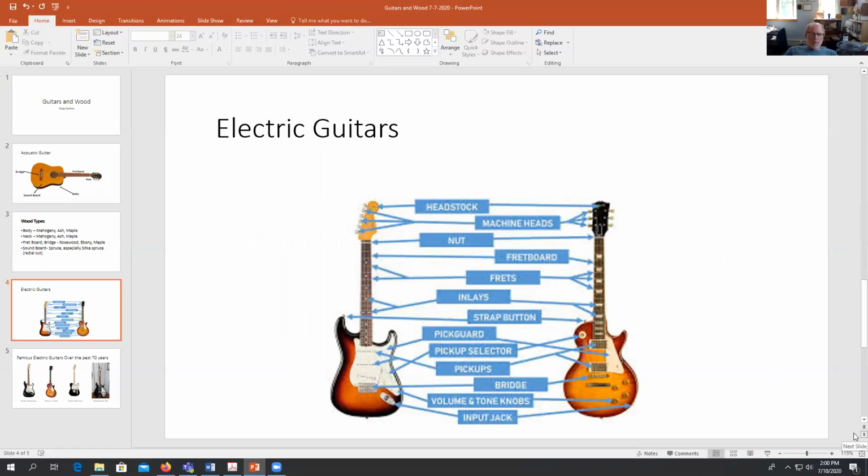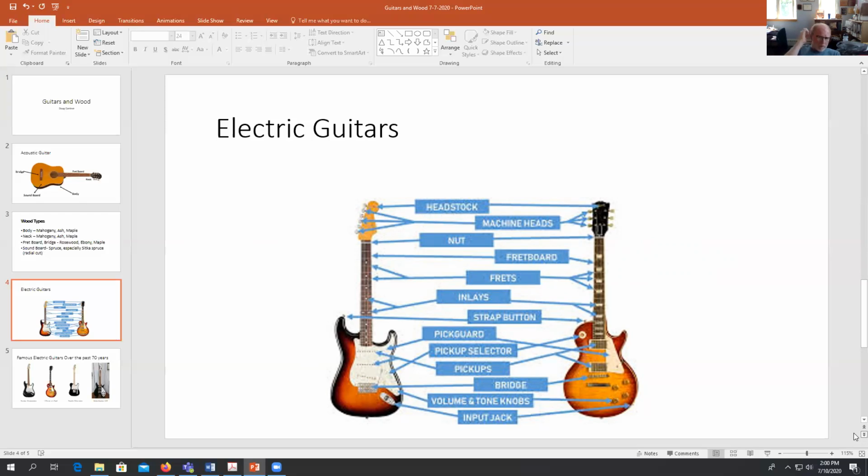When we move on to electric guitars, there are similar features, but again, there's no need for the guitar to actually make its own sound because it has pickups, so the sound is electrically made.